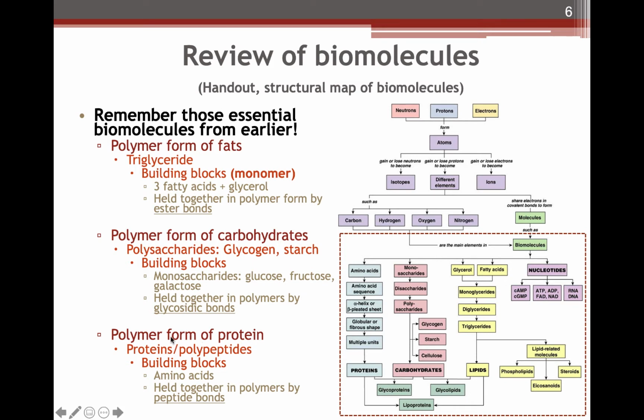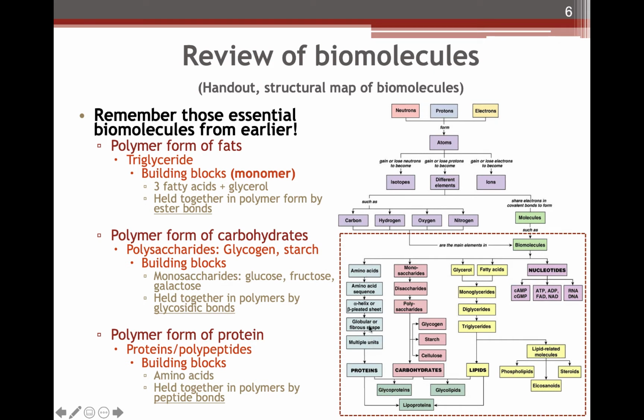And then proteins, or polypeptides, are held together by what are called peptide bonds. And the building block molecules are called amino acids. There are 20 amino acids. There are the essential ones and the non-essential ones. And remember these 4 levels of structure.